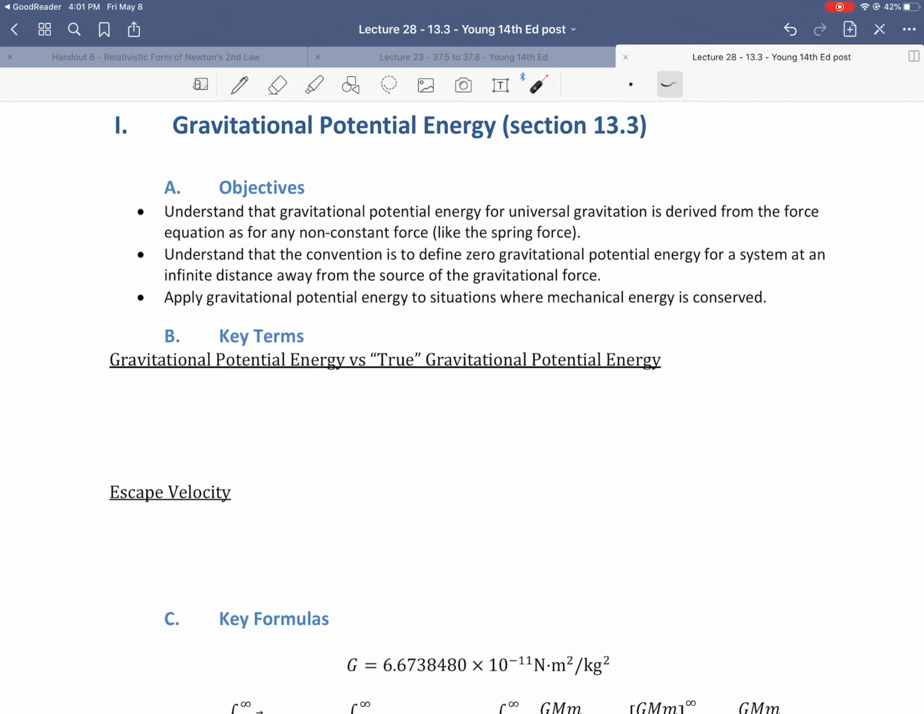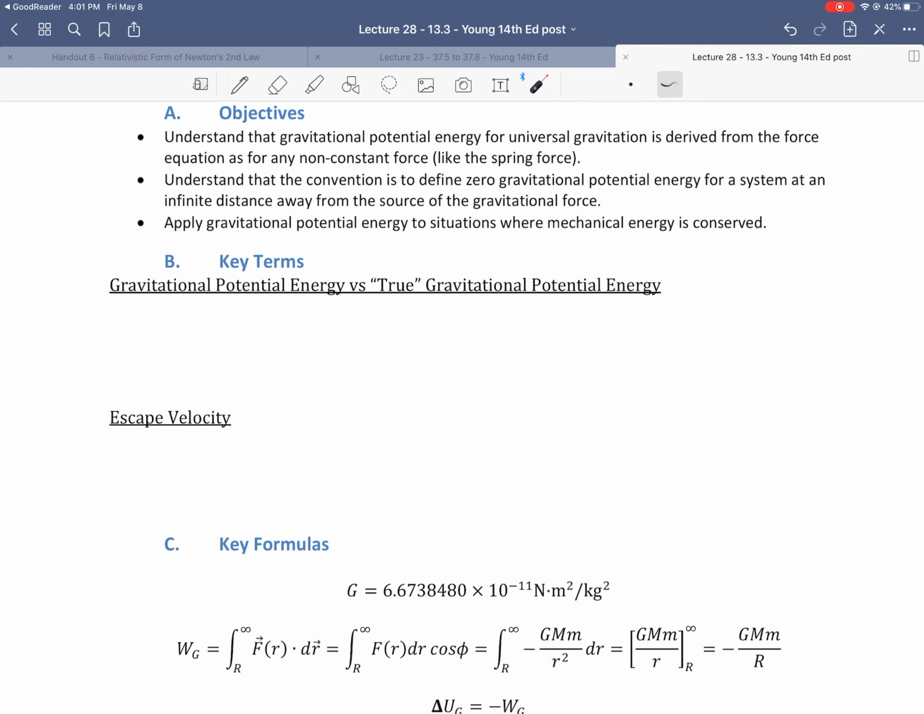Because anytime you have potential energy, you always choose where your zero point is. And the natural choice here is to set it as zero at infinity, which might not seem initially like the right choice or the most logical choice, but it certainly is, and we will get used to it. Our third and final objective is to apply gravitational potential energy to situations where mechanical energy is conserved.